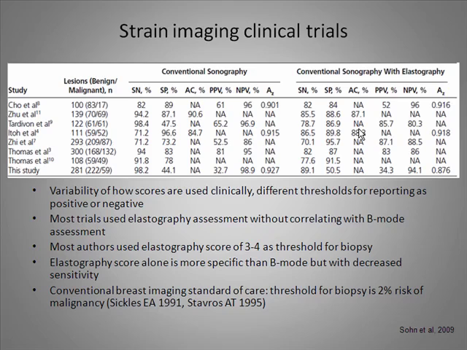Here is a busy slide showing results of various strain imaging clinical trials. They all measured sensitivity, specificity, accuracy, and positive and negative predictive values. The number that is most useful to us in breast imaging is sensitivity, how likely to pick up cancer, and negative predictive value, how likely is the tool to exclude the possibility of cancer.